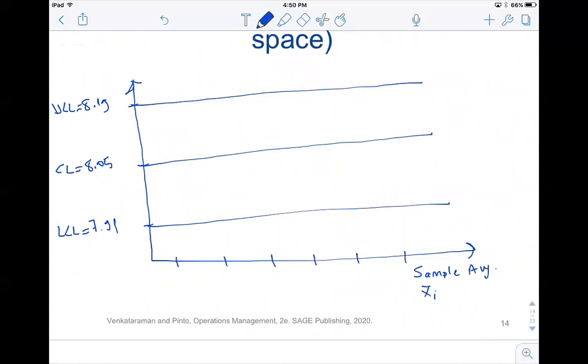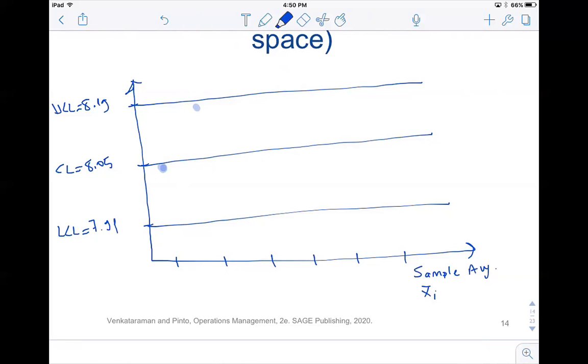Okay. So the first value is 8.04. 8.04 is almost on our center line, which is good. And the second one is 8.16. 8.16 is somewhere close to our upper control limit. Yeah, I will just put it here. These are approximate locations, by the way.